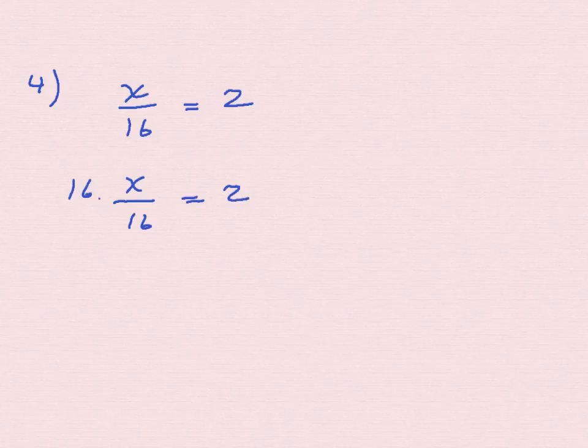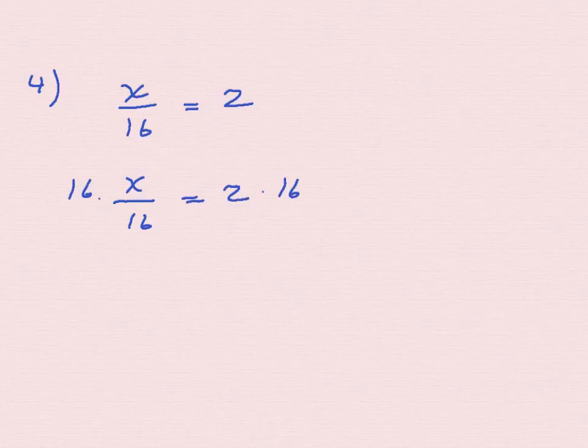Different kind of question, similar procedure. X divided by 16 equals 2. So remember, you're trying to find the value. When you divide by 16, you get a 2. You probably already know the answer. In terms of using a method for the difficult questions, building those skills, right now x is divided by 16. So the opposite would be to multiply both sides by 16.